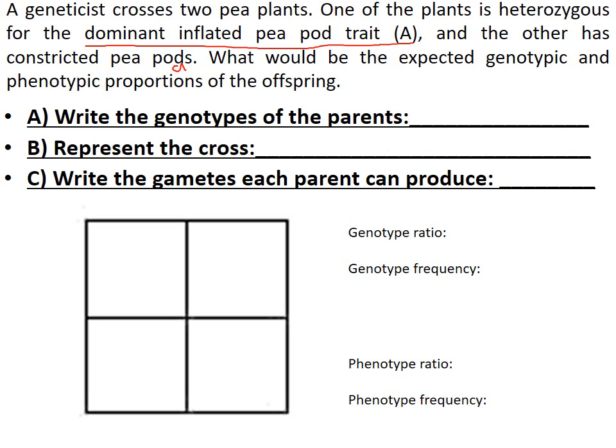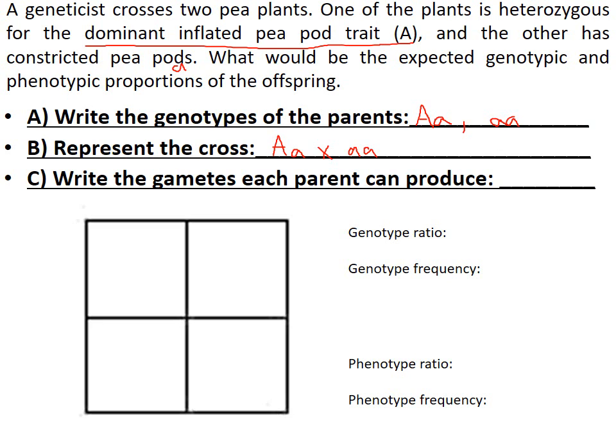So first of all, you have to figure out what the parents are. We told you that one of the parents is heterozygous. So the genotype of one parent is big A, little a, and the other parent is going to be constricted pea pods, and we know that's recessive, so little a, little a. And so I always write down a summary of what the cross is going to be. Here we're going to have big A, little a, crossed with little a, little a. And we're going to make a Punnett square to see what the offspring could be.